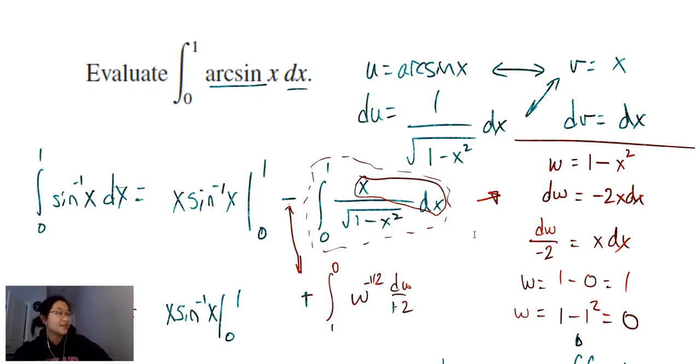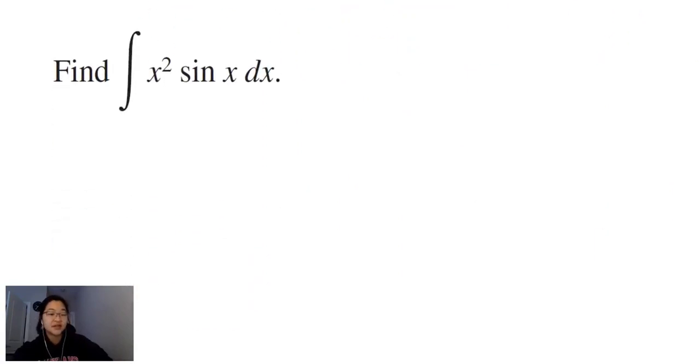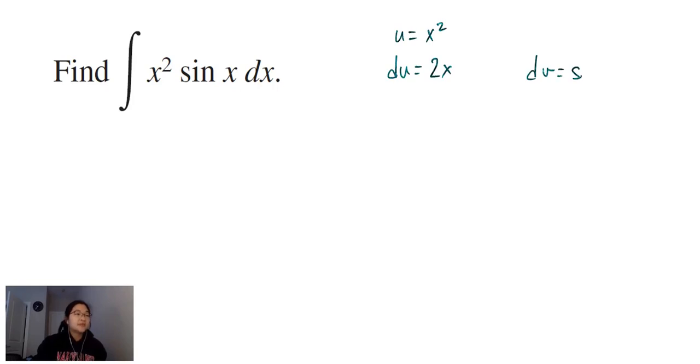So get your brain on. Let's do it. Alright. How about this? If we have x squared times sine of x dx, well, if we want our derivatives to go more like away, then we want u to be x squared. So that means du is 2x, dv is sine of x, and v is negative cosine of x.